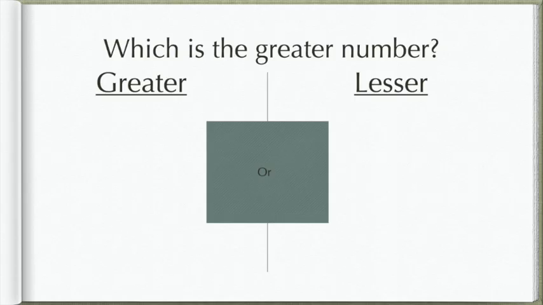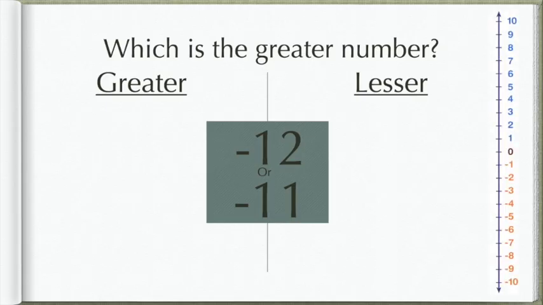Or you could say it as any positive is greater than any negative, no matter how long the negative number is. Now, these are the ones that get a little bit more tricky. Negative 12 or negative 11. So in our brain, we're thinking, oh, 12 is bigger than 11. But this is negative. So this is where you can think of the vertical number line, or you can think of temperature.